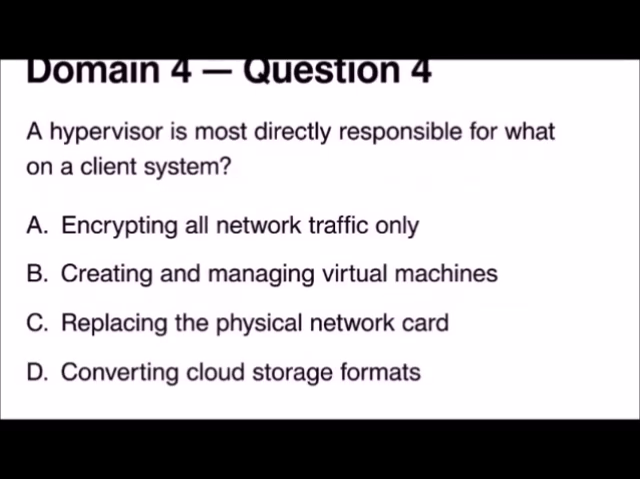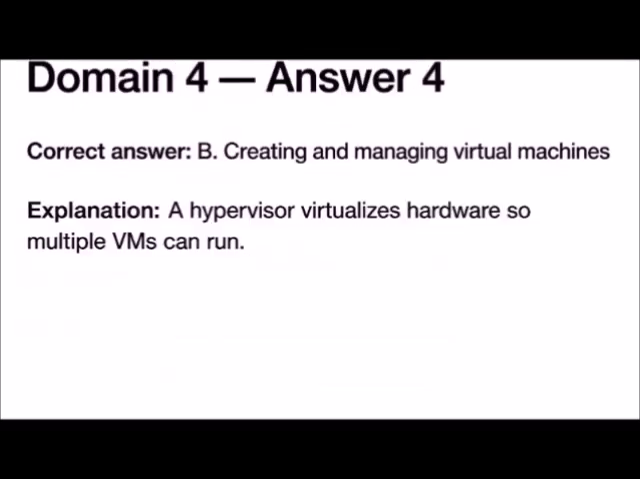Question 4. A hypervisor is most directly responsible for what on a client system? A. Encrypting all network traffic only. B. Creating and managing virtual machines. C. Replacing the physical network card. D. Converting cloud storage formats. Correct answer. B. Creating and managing virtual machines. Explanation. A hypervisor virtualizes hardware so multiple VMs can run.